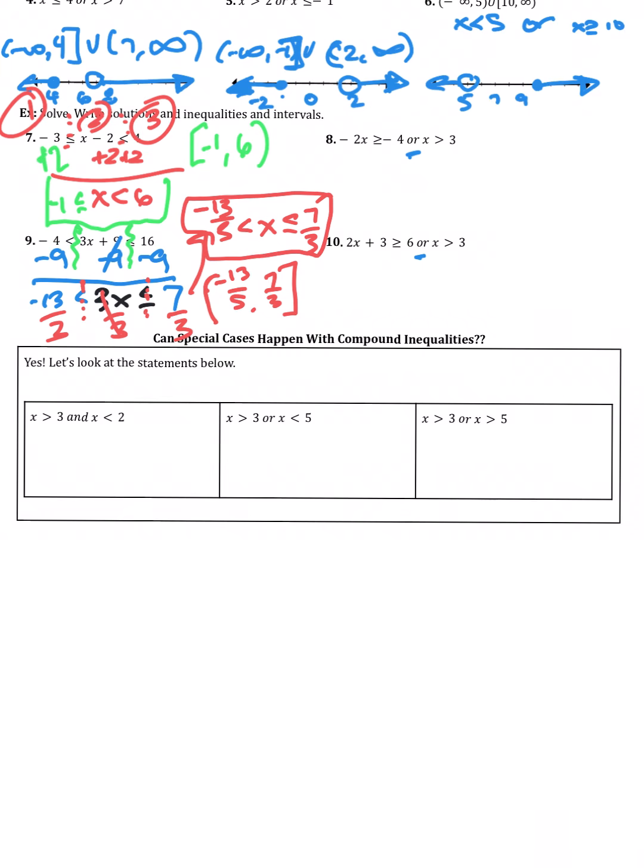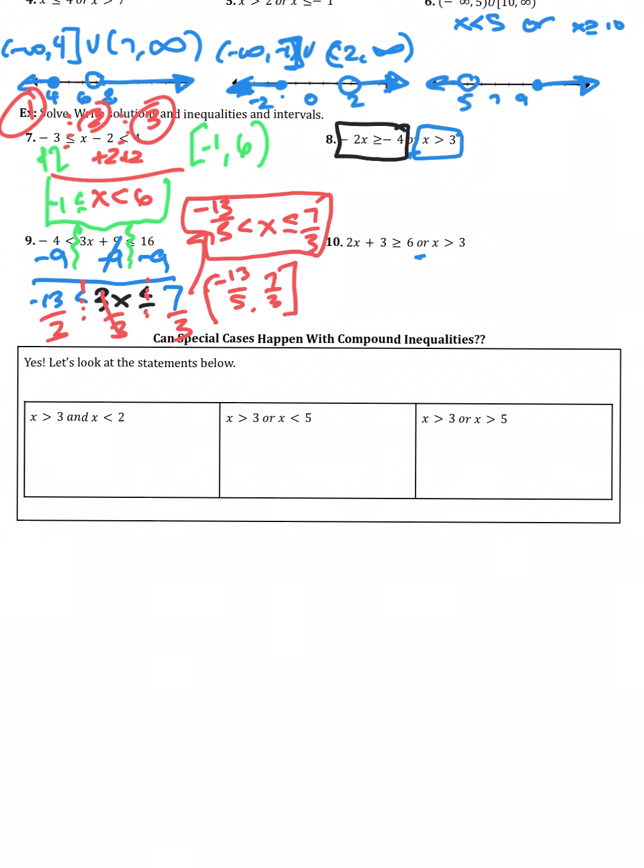Here's the beautiful thing about "or" inequalities. When we're solving an "or" inequality, it's already separated into 2 pieces. So you just need to solve each of the 2 pieces and then write your final answer. So if you look back at number 8, this is already solved. It cannot be simplified. It's already simplified. x is greater than 3. The one that we need to solve is this, -2x is greater than or equal to -4.